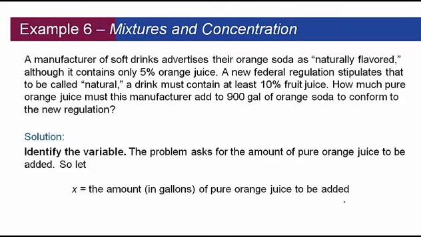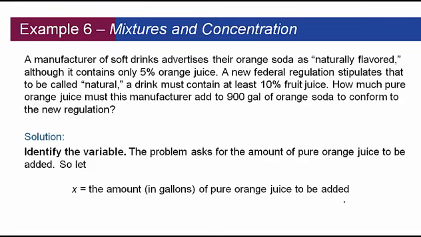So now here's a typical example. A manufacturer of soft drinks advertises their orange soda is naturally flavored, although it contains only 5% orange juice. Some new law comes out and says the drink must contain at least 10% fruit juice. So how much pure orange juice must the manufacturer add to 900 gallons of orange soda to conform to the new regulation? So we read it through.